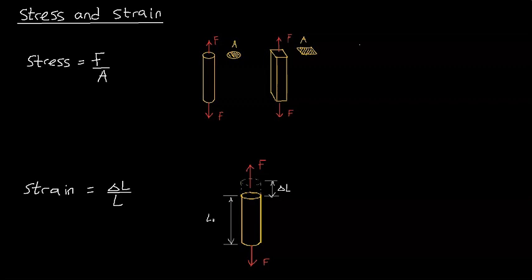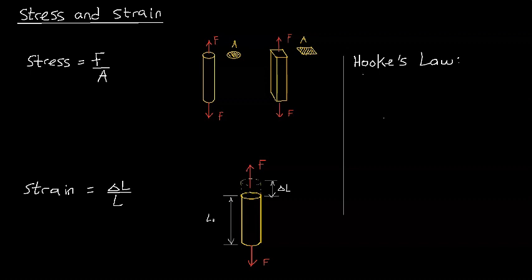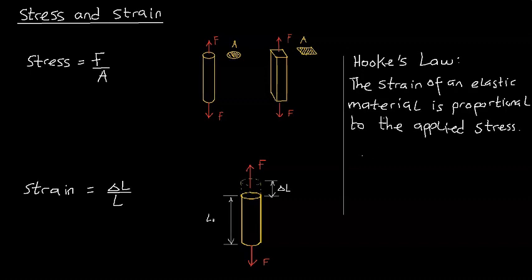For an elastic material, there is a relationship between the stress applied on it and the strain it experiences. And this relationship is given as Hooke's law, which states that the strain of an elastic material is proportional to the applied stress. This law mostly only applies within the elastic limit of the material.